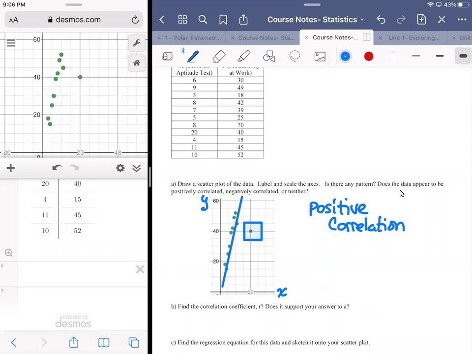Professor, is it scatter plot or residual? This is a scatter plot. Okay, thank you.